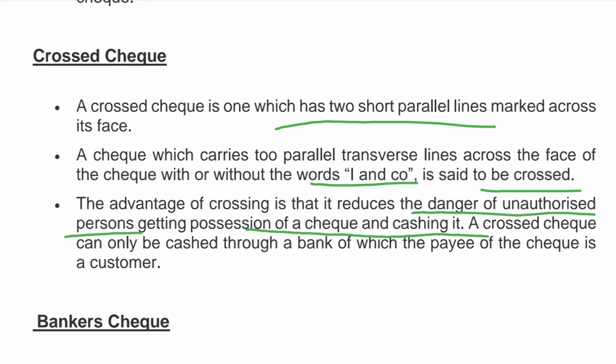A crossed check can only be cashed through a bank of which the payee of the check is a customer. So a crossed check will only be paid into the payee's bank account. It cannot be encashed over the counter. So it is one of the safest kinds of check, and the advantage is that it reduces the danger of an unauthorized person getting advantage over the check.